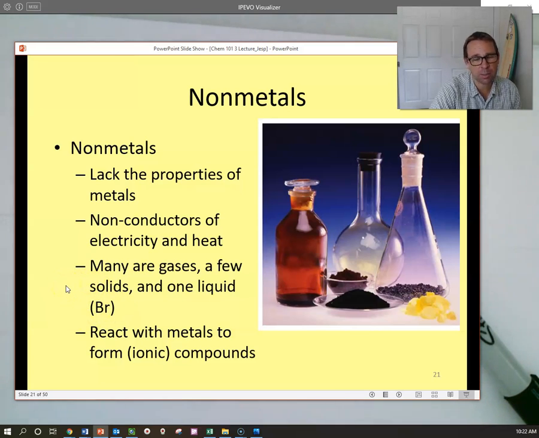You can change the temperature and adjust and get these nonmetals to become gases, liquids, or solids. But at room temperature, bromine is the only one that's really a liquid. They like to react with metals to form ionic compounds. Remember that, ionic compounds? Yeah.